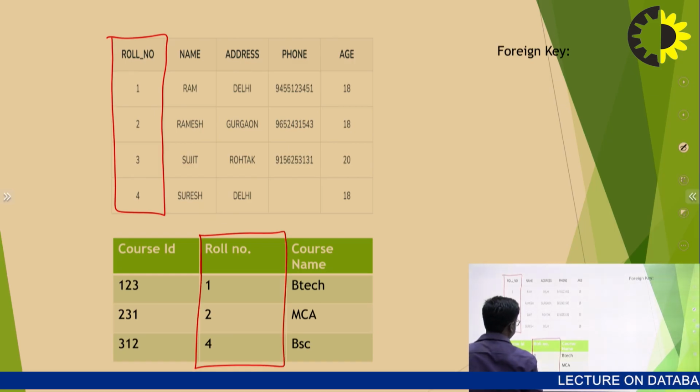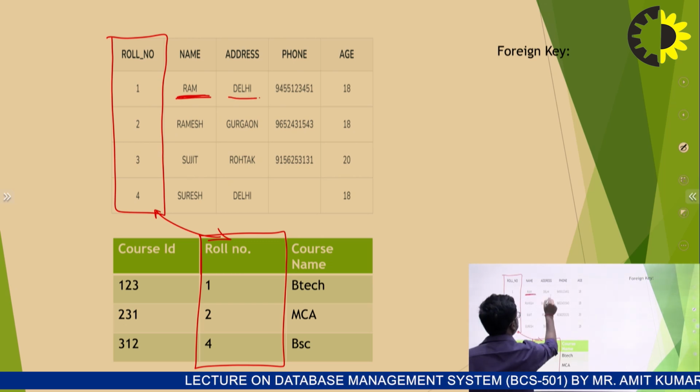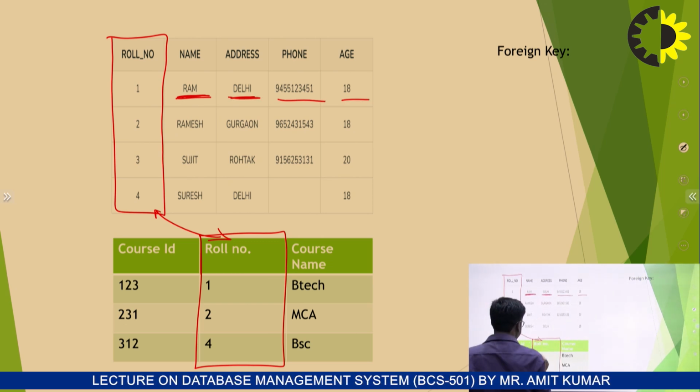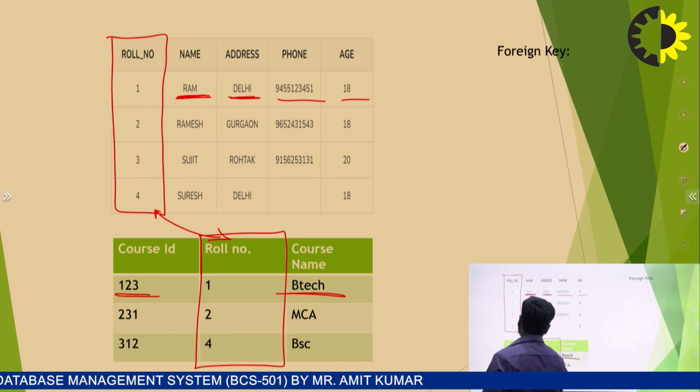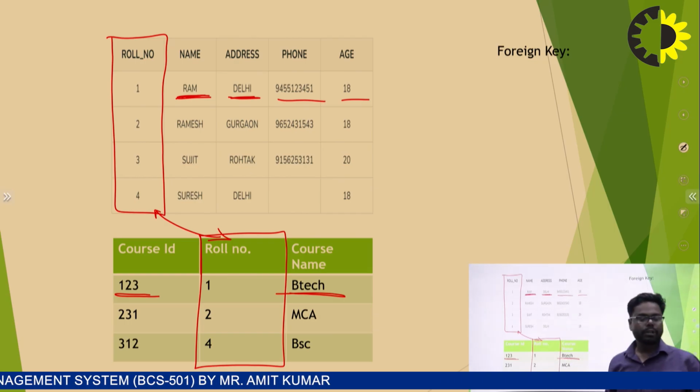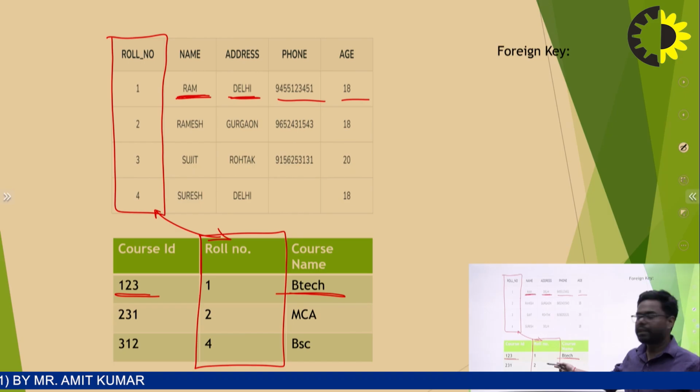These two can be the foreign key, and you can use it to tell which student. Say Ram has address Delhi, phone number, age 18, and the course ID he took is 123, with course name BTech. You can use this one as a foreign key. Like there is a given example of it.